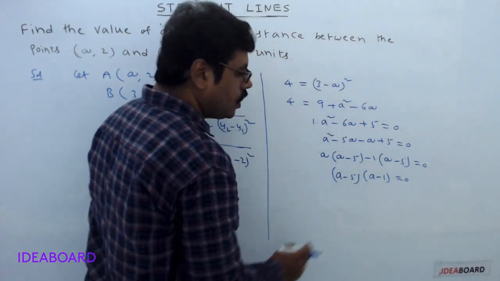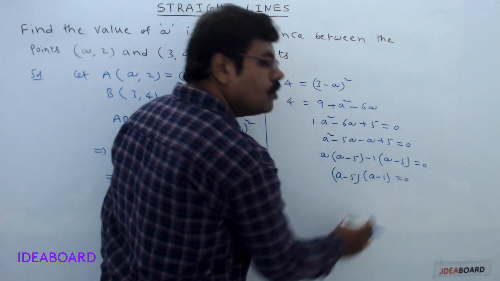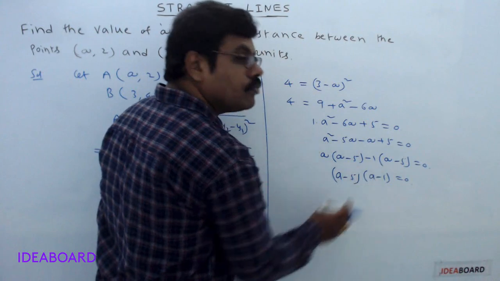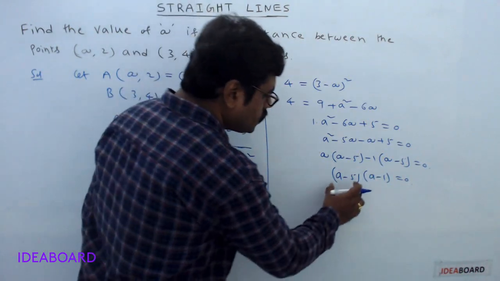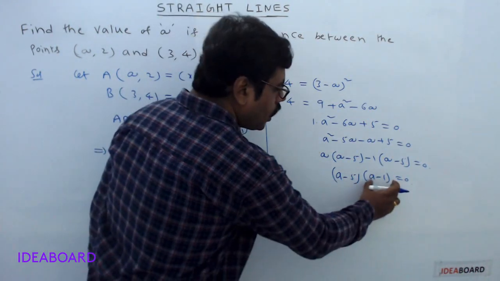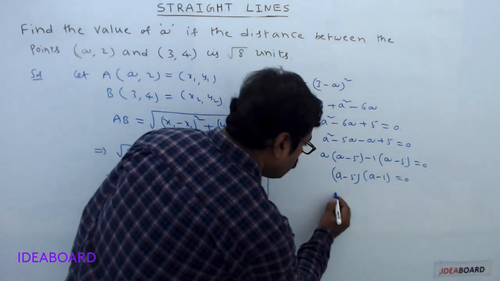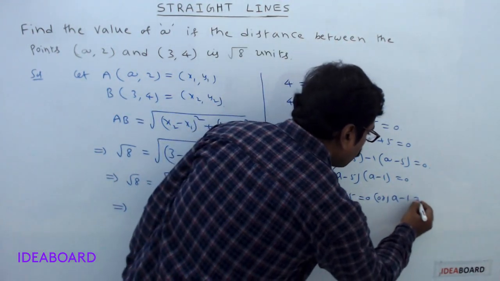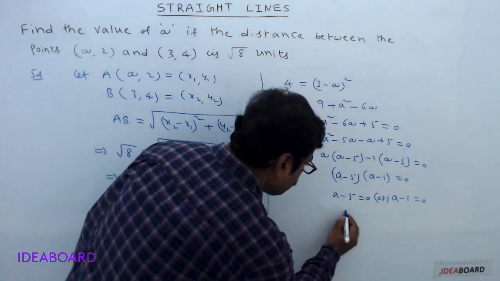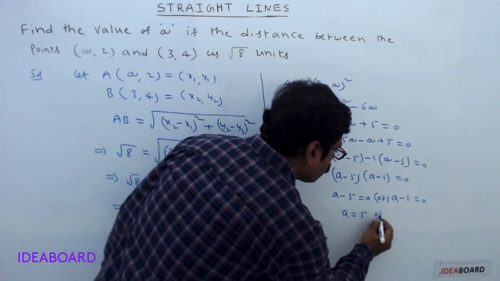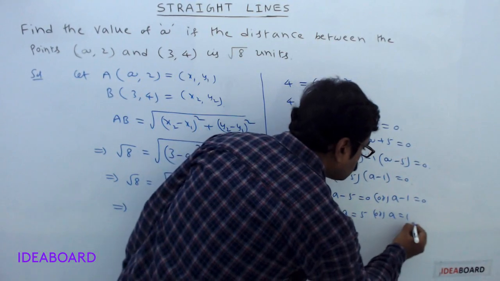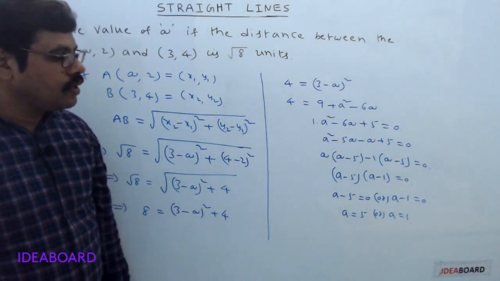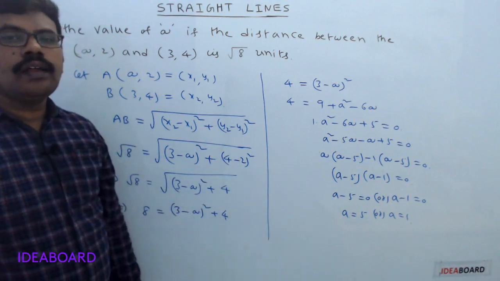Now this is of the form product AB equals 0. It means either A equals 0 or B equals 0. It means either the first factor is 0 or the second factor is 0. So a minus 5 equals 0 or a minus 1 equals 0. From this, a equals 5 or a equals 1. So finally your a value is either 5 or 1.